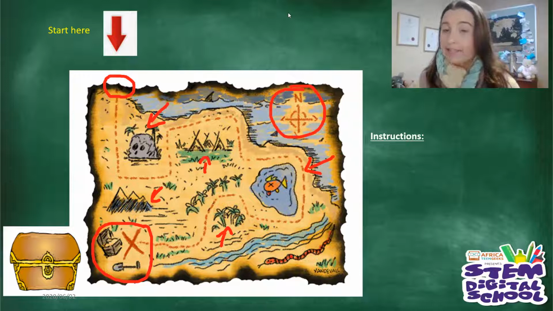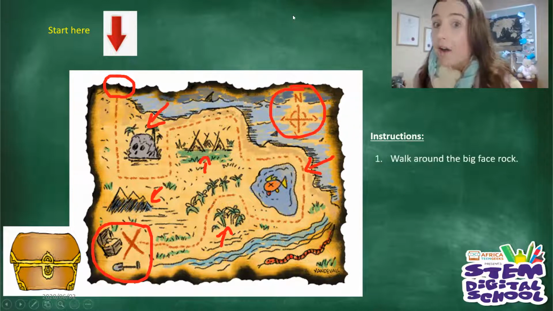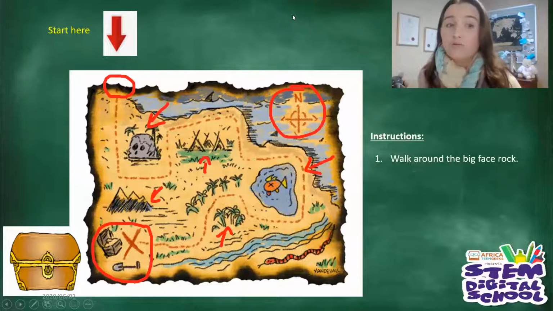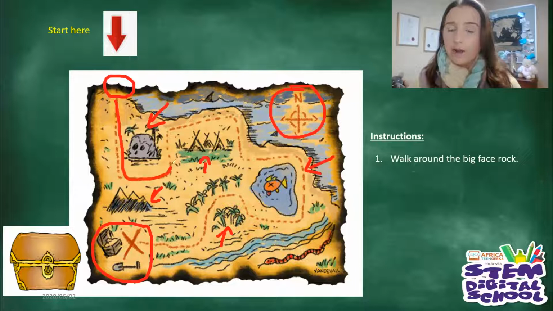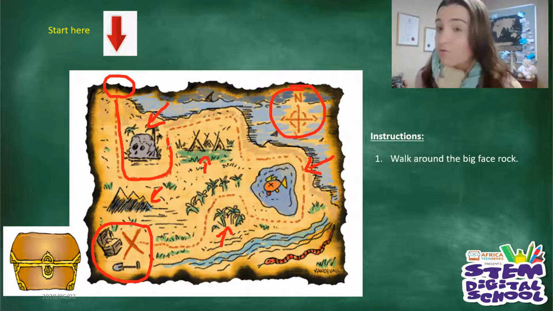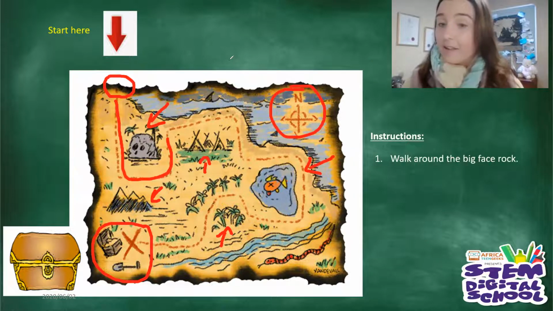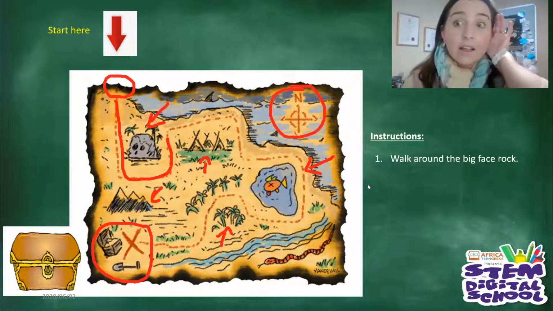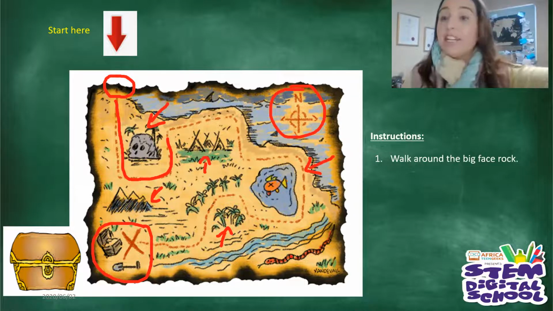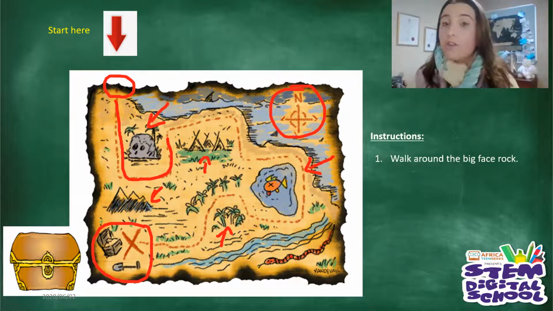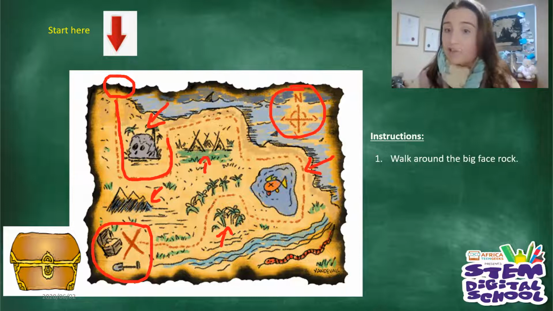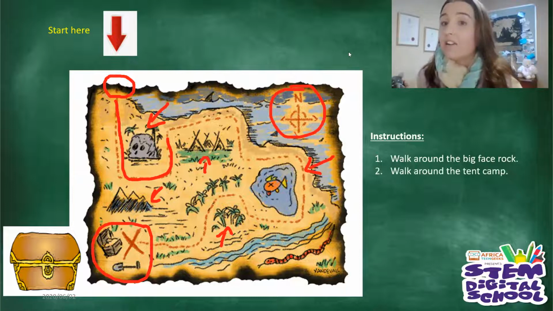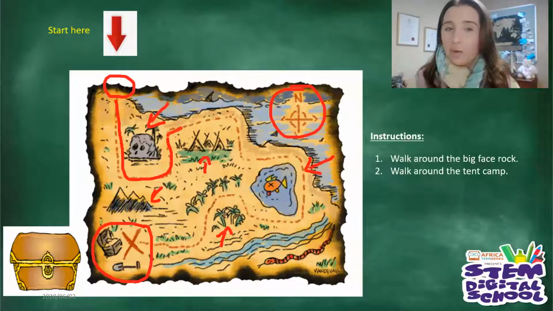Okay, let's see. Walk around the big face rock. So there we go. And we walk around the big face rock. Well done. Then what's the next thing we have to do? Let's hear. That's right. We need to get around the tents. That's right. So walk around the tent camp. So there we go. And we walk around the tent camp.